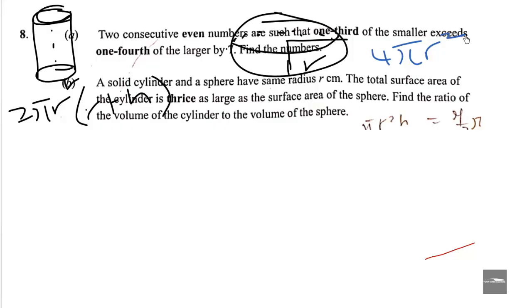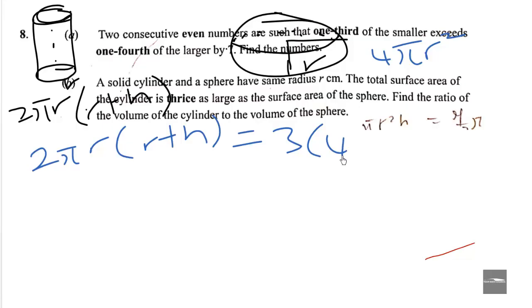So we're told that the total surface area of the cylinder is 3 times that of the sphere. So 2 pi r into bracket r plus h is thrice, so 3 times 4 pi r squared. We are to calculate the ratio of the volume of the cylinder to the volume of the sphere. So now we can simplify this and get the height in terms of the radius.